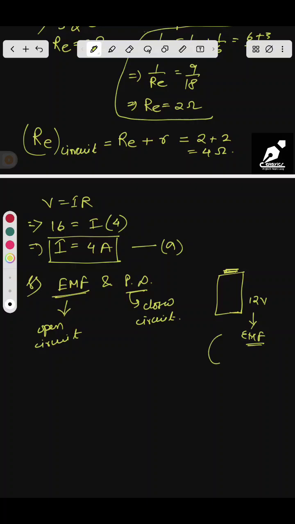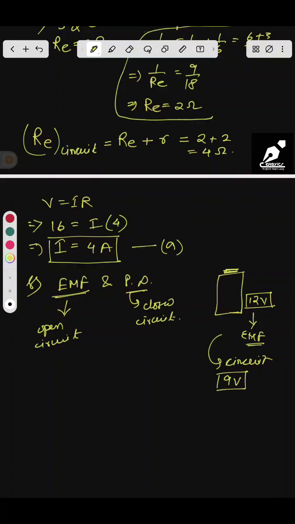When this battery is put in a circuit, we don't get 12 volt only in the circuit. Come again. We purchase a battery from the market. On the battery, it is written 12 volt. But whenever we put this battery in the circuit, the battery will never deliver 12 volt. It will always deliver less than 12 volt. For example, it will be delivering 9 volt.